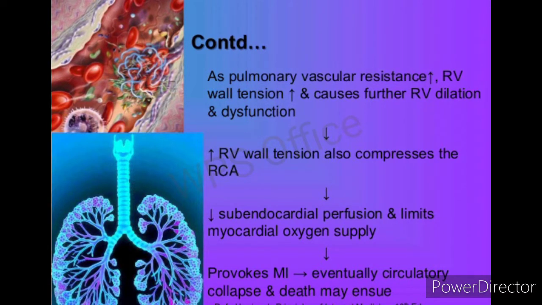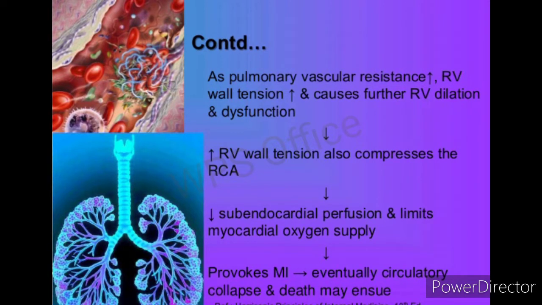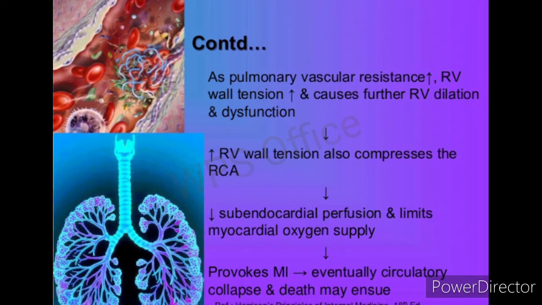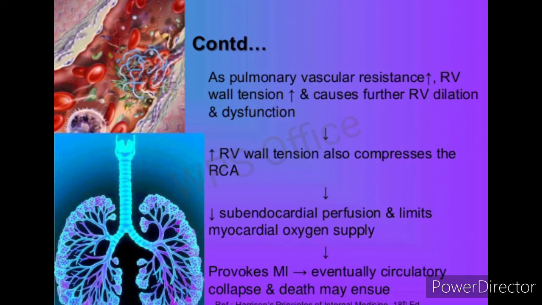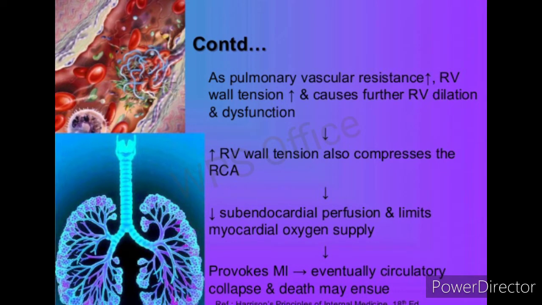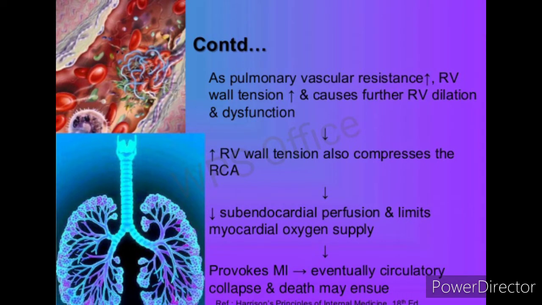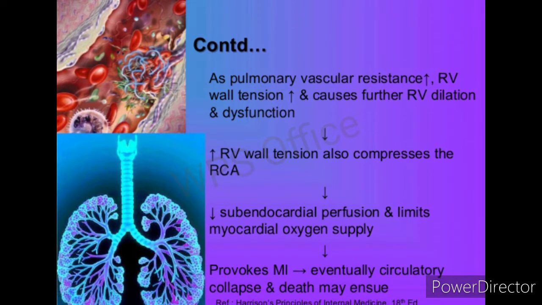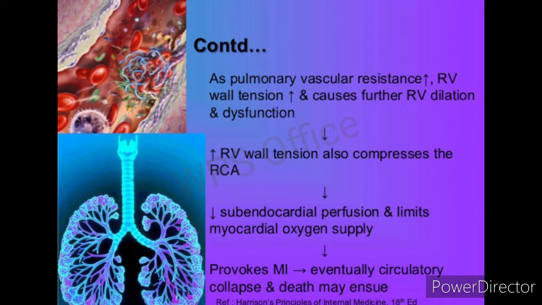Dilation means the size will be increased due to the pressure inside the right ventricle. When the right ventricle enlarges, the right ventricular wall tension will increase, and it also compresses the right coronary artery. Then what will happen? Decreased subendocardial perfusion will take place. Perfusion means the blood supply with oxygen. Decreased blood supply will be there in the subendocardium, that means beneath the endocardium.